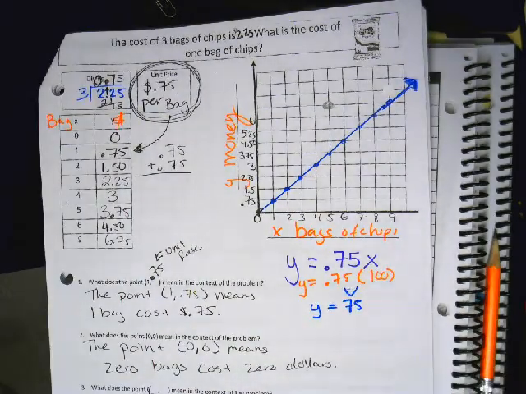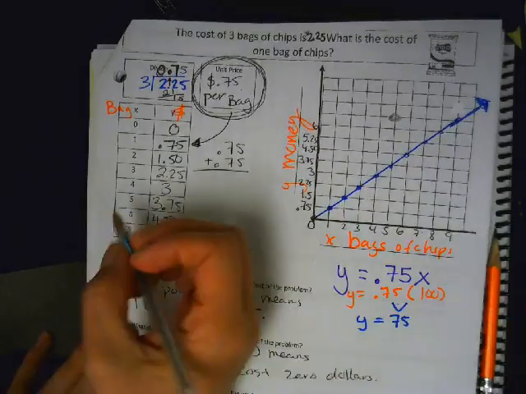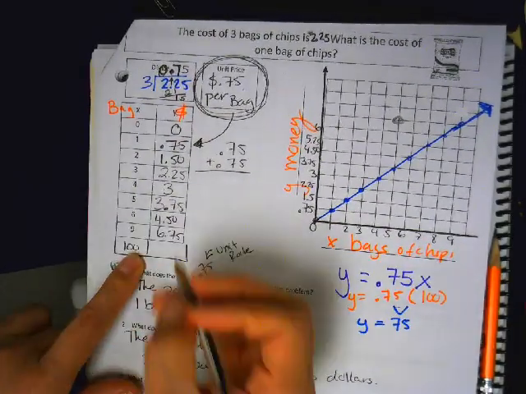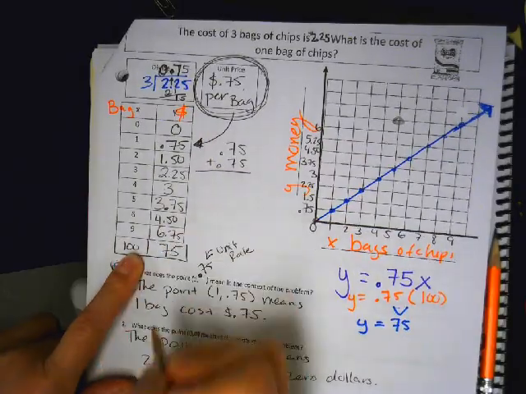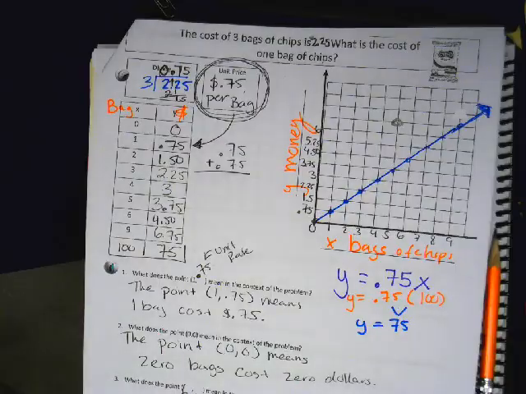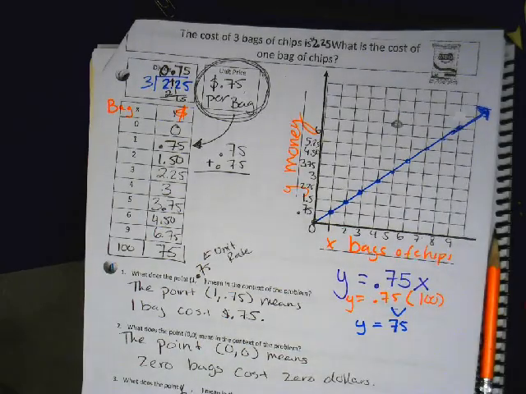So, therefore, if I were to ask you for 100 bags of chips, now you can plug it in for X, because bags of chips is your X. Y equals 75. So if I were to include it into my table, 100 bags of chips would be $75. I can use my equation. What if I wanted to know 1,000 bags of chips? I would plug it in and solve it.